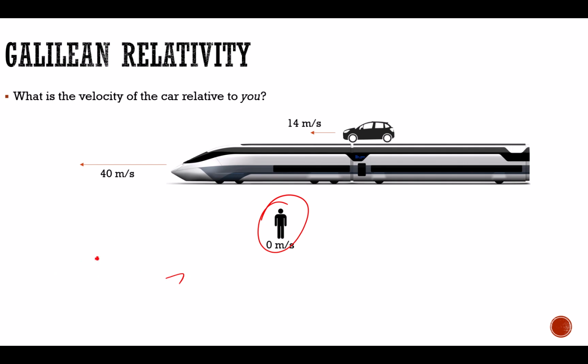So if you were thinking about this car and its velocity relative to you, I'm hoping you would agree that because the train is moving at 40 meters per second, that's carrying the car, and the car itself is traveling at 14 meters per second, that the velocities add. And so to you, the car is traveling at 54 meters per second to the left.